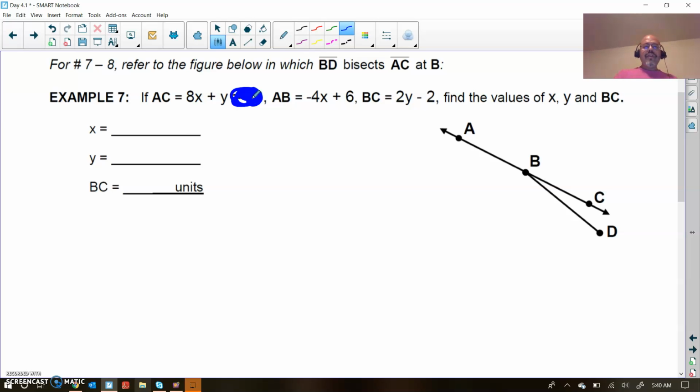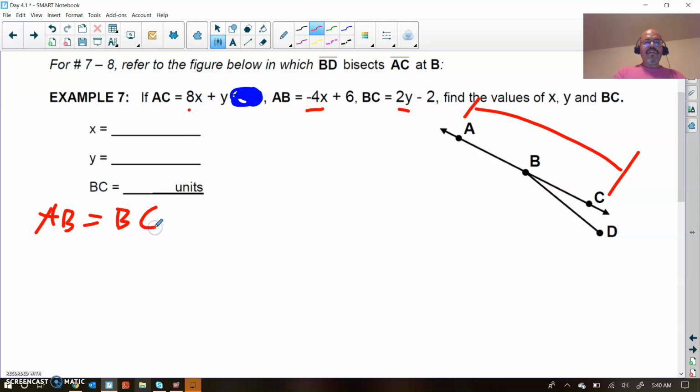Just remember that. And on this example, we're going to be doing a system of equations because we have x and we have y. And so we're told what AC is equal to. And we also have AB and ABC. So we're going to be using segment addition postulate along with the fact that we have bisectors. So we know that AB is equal to BC. But we also know AB plus BC is equal to AC. So we're going to be using those two in conjunction to solve for x and y before we find out what BC is going to be.